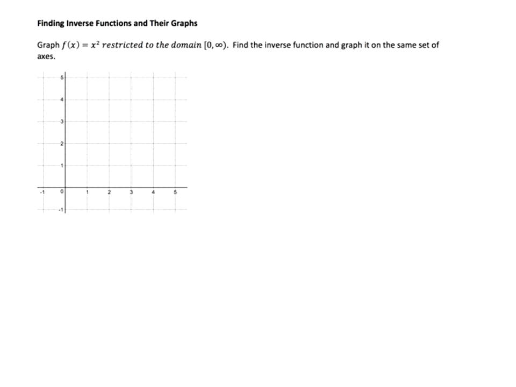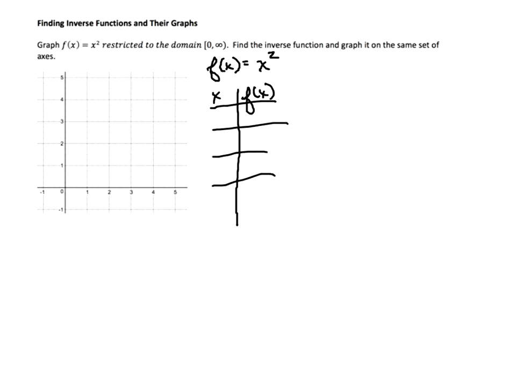Okay, so graph f of x equals x squared restricted to the domain. Find its inverse function and graph it on the same set of axes. All right, so f of x, we know this xy table very well. It's one of our very first toolkit functions. So we have x, f of x, and it asks us to restrict our domain from 0 through positive infinity. So 1, 2, and that's about all we're going to fit on this graph.